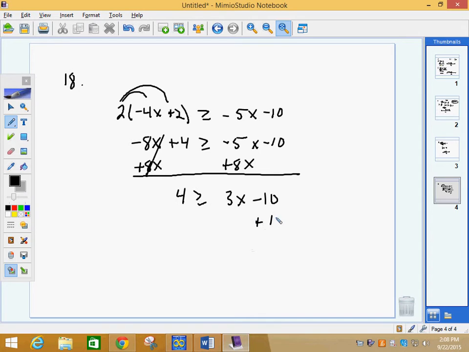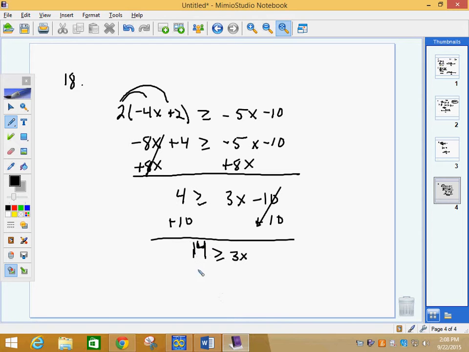Add 10 to each side. These cancel, become 0. Bring the rest down. Notice how I'm showing every step. You do not want to skip any steps.